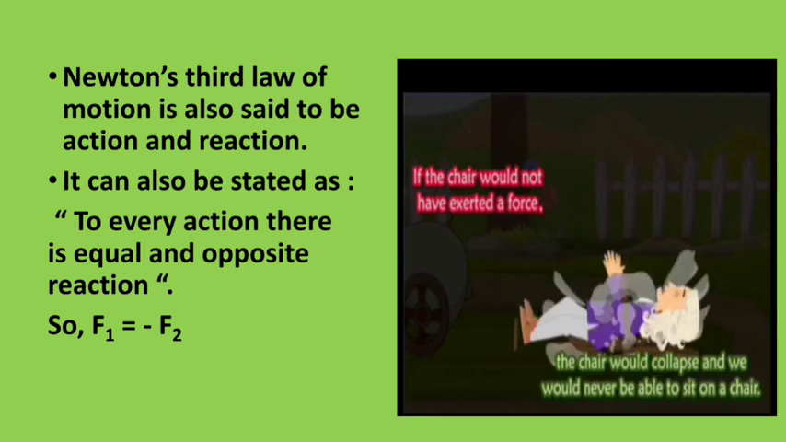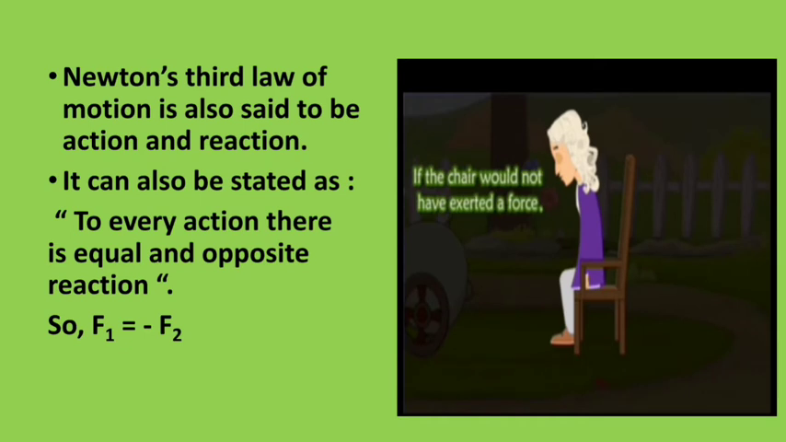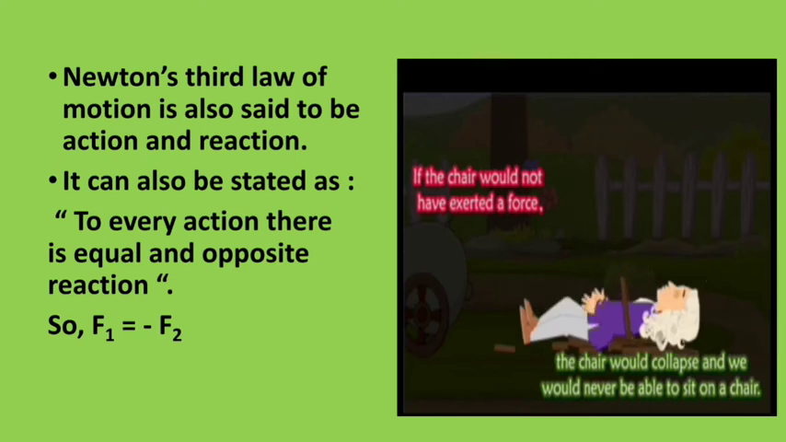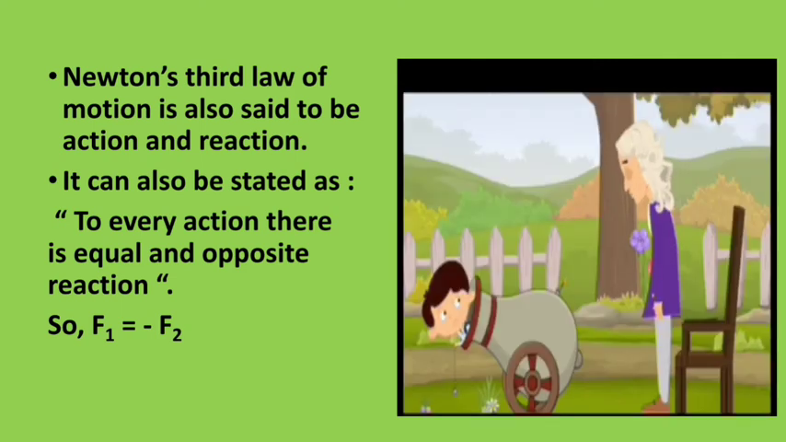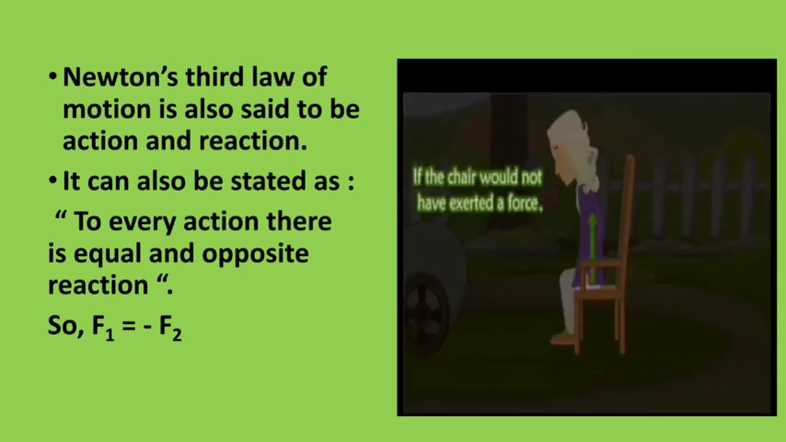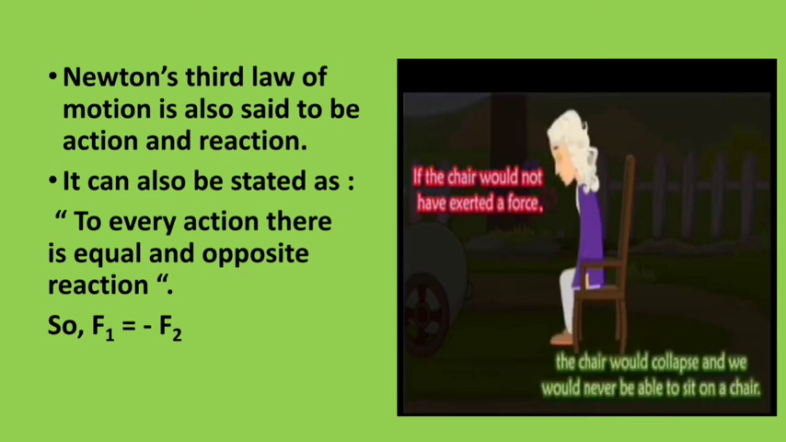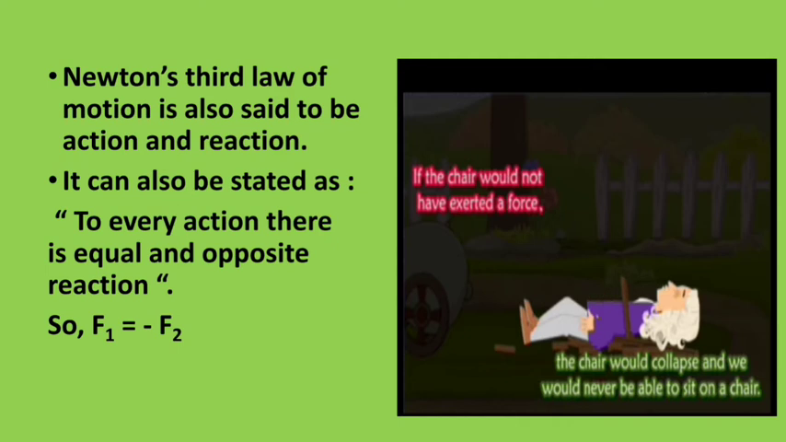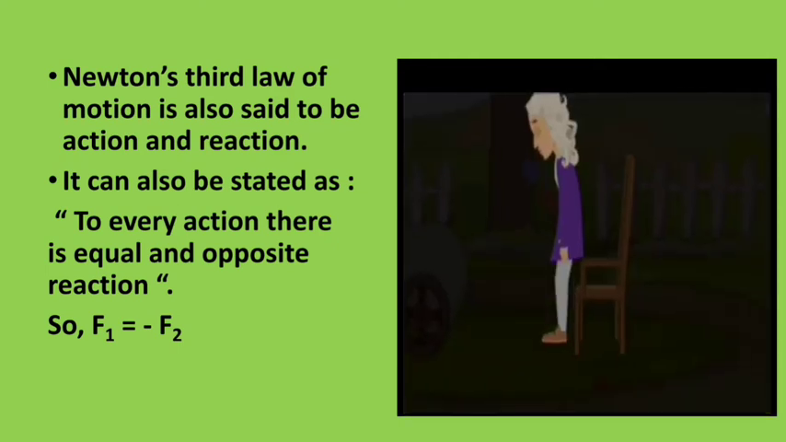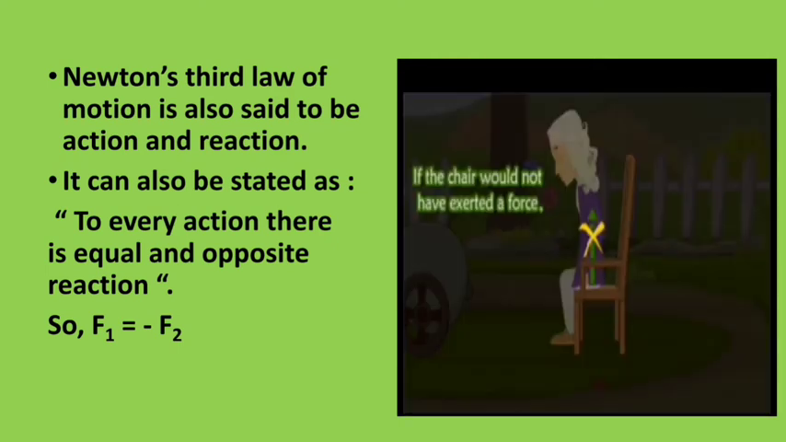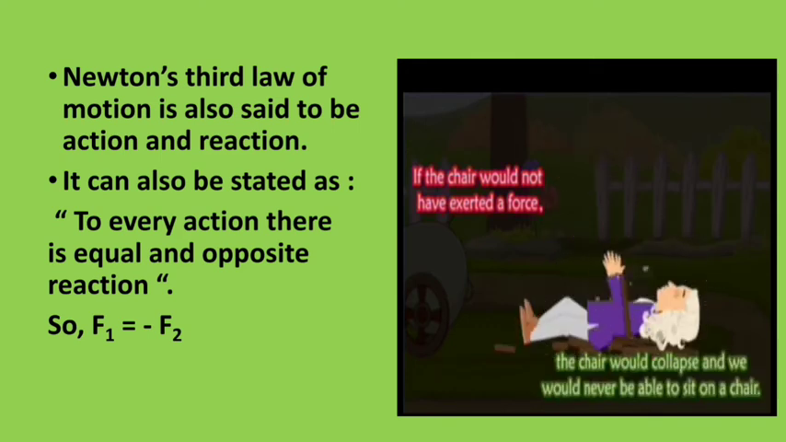That is, F1 is equal to minus F2. Here F1 is the force exerted by the first object on the second object, and F2 is the force exerted by the second object on the first object. So the force exerted by the first object on the second object is equal to the negative of the force exerted by the second object on the first object.